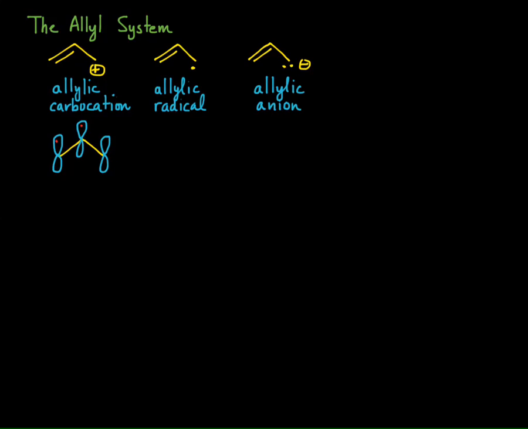Now, the only difference between the allylic radical and the allylic cation is that you have an extra electron, and so we call this a 3-atom, 3-electron system. So the carbocation is a 3-atom, 2-electron system, and the radical is a 3-atom, 3-electron system. The anion is a little bit more complicated, but we could project that we now have a 3-atom, 4-electron system.